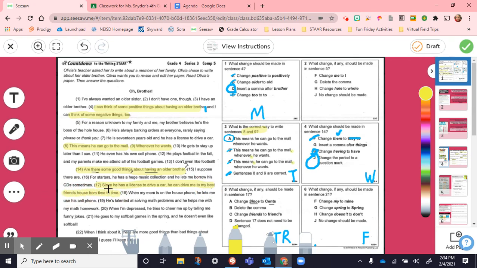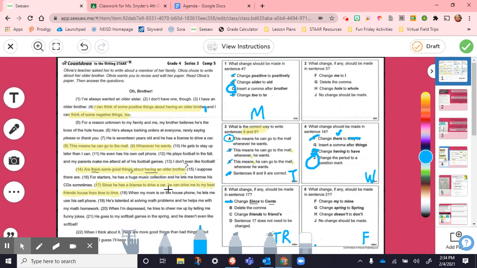And then you read it. "Since he has a license to drive a car, he can drive me to my best friend's house from time to time." So the first one was a homophone, since and cents. And we know when we're talking about cents with a C, this one is talking about money. So that's not the one we need. So that was not correct.